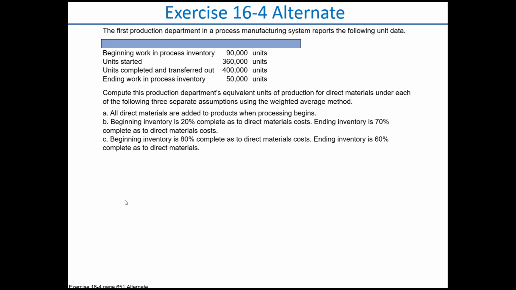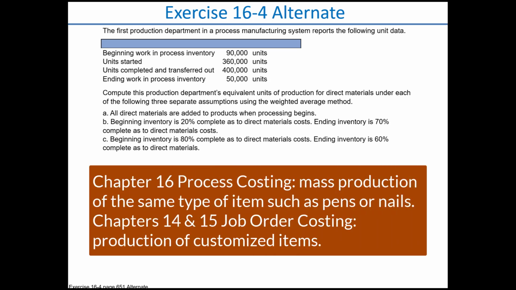You will recall that in Chapter 16, we're still looking at a manufacturing system, but now we're looking at producing the same type of item in a mass production. So you can imagine if you're making pencils or nails, you're not going to keep track of the cost of each pencil or each nail separately. So this is called process operations, and we use a system called process manufacturing.